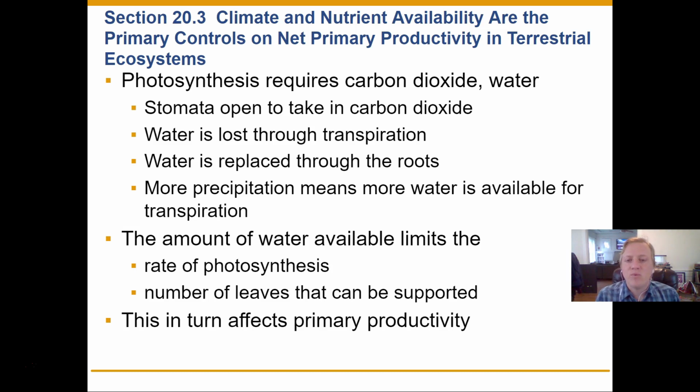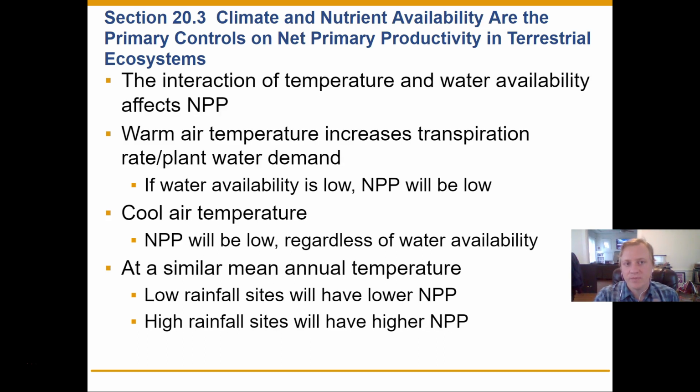So the amount of water available limits the rate of photosynthesis, and limits the number of leaves that can be supported. If you remember, that's a trade-off. If there isn't a lot of water, plants grow their root system larger, which means they have less energy to devote to leaf production. And that is going to influence primary productivity.